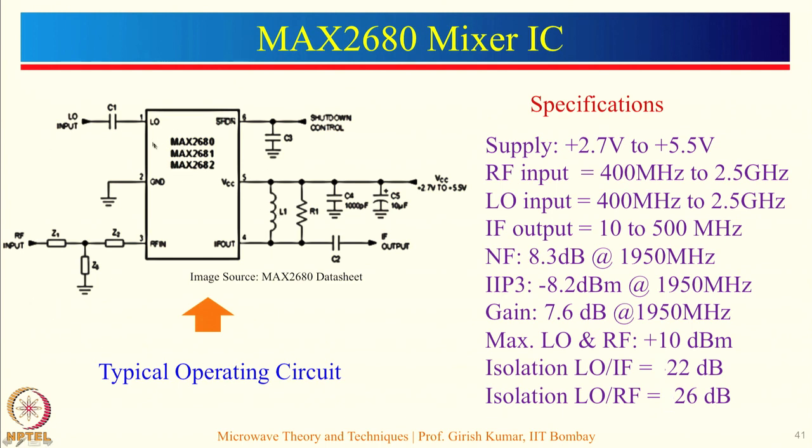This is the IC. You have an LO input through a coupling capacitor. You have an RF input through a matching circuit. So remember, matching circuit for RF is very, very important. So we have an RF input, we have IF output, which is taken over here, and these are the biasing components. So let's see the performance.